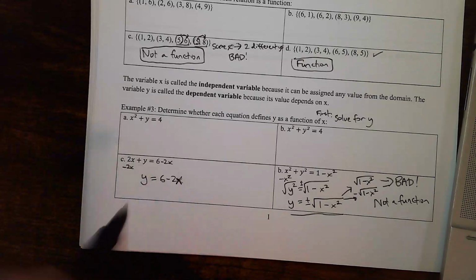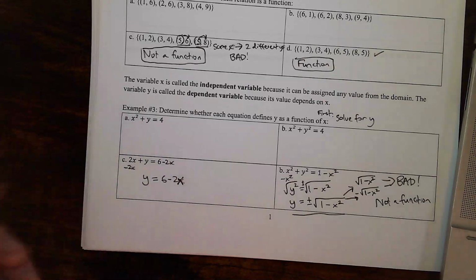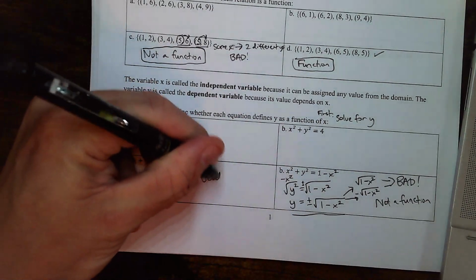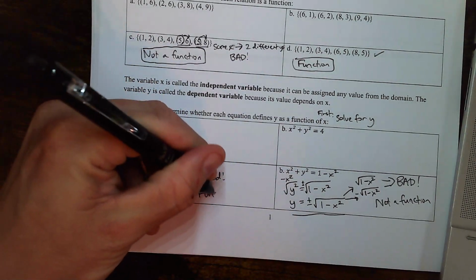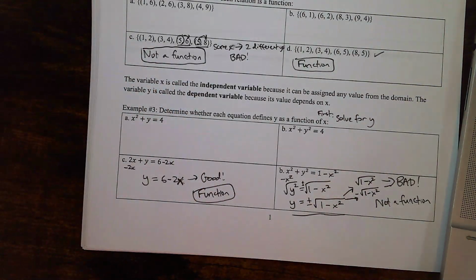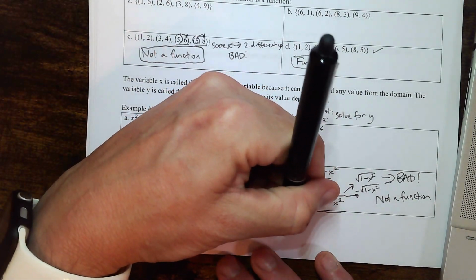Now over here, notice that y equals just one expression. There's not multiple expressions. There's not more than one expression. This is good. This is a function. Okay, solve for y. And so basically, I'll write a note here to help you out.